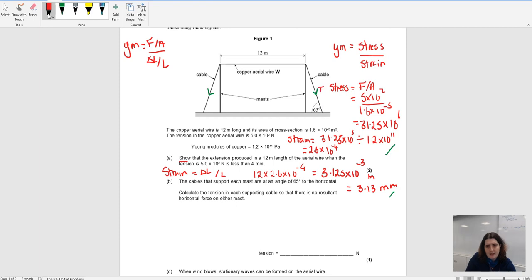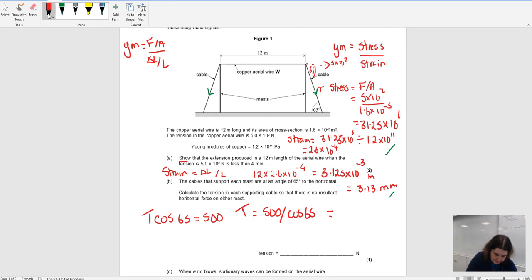We've got tension here. So I know that the force pulling it this way is 5 times 10 to the 2. Okay, so I know that T cos 65 equals 500, because doing shapes here, 65 there. So my tension is going to be 500 divided by cos 65, and I get 1183.